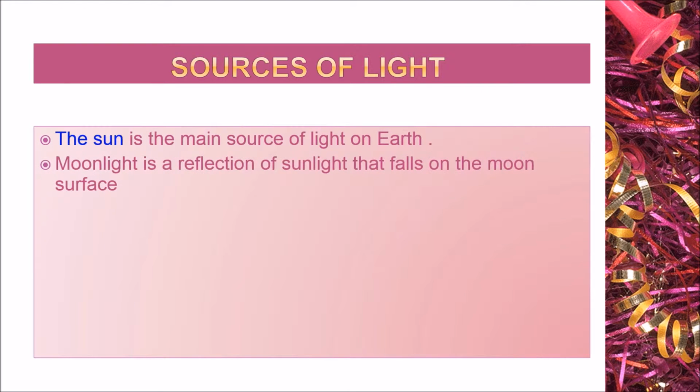Sources of light. The sun is the main source of light on Earth. Electric lamps, candles, and kerosene lamps, all of them are sources of light.